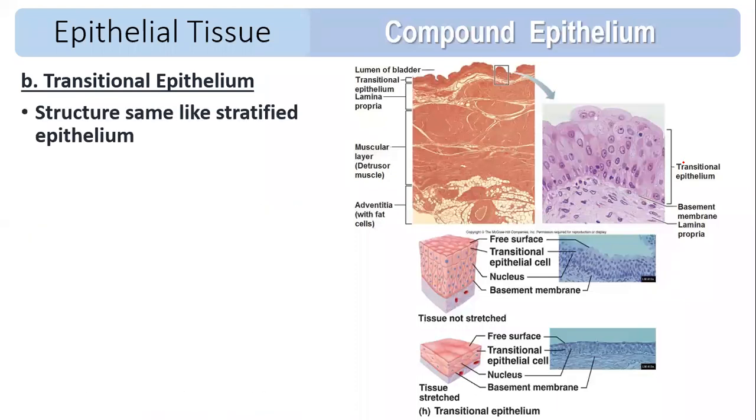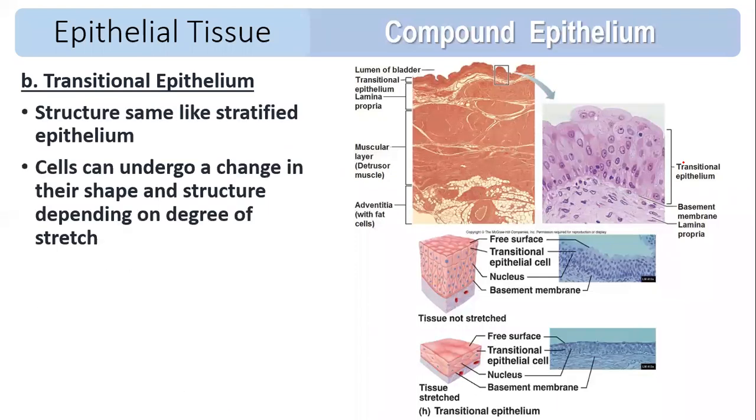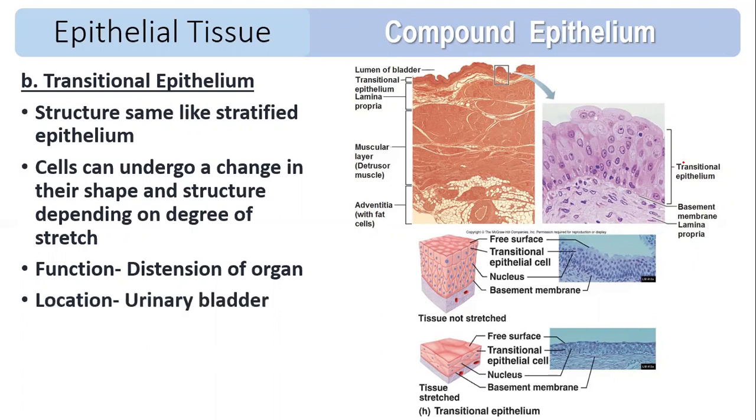So the structure is the same as stratified epithelium. Cells can undergo a change in their shape and structure depending on the degree of stretch. For example, your urinary bladder can stretch when the amount of urine increases. That is because of transitional epithelium. So transitional epithelium is present in the urinary bladder, where distension can be seen when the amount of urine within the bladder increases. So location is urinary bladder. That is all about the types of epithelium.